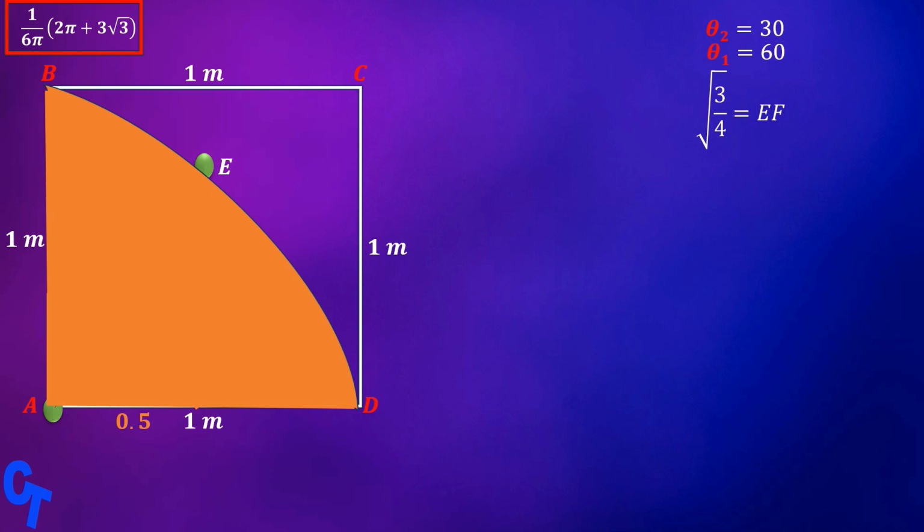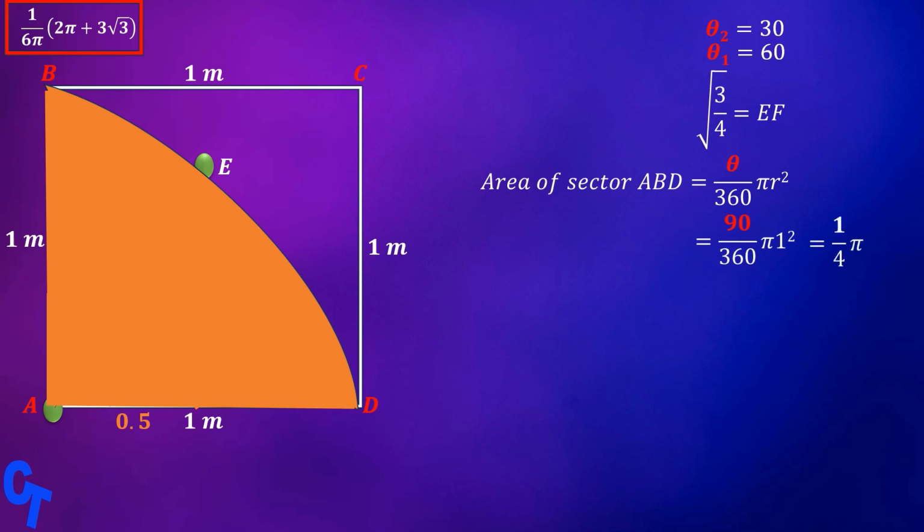Okay, so this is going to be a sector, and you know a sector is going to be theta over 360 times pi radius squared. So let's find the area of the sector ABD. The angle, we know that it's 90. For the radius, it's 1. And we're going to leave it in terms of pi, since we need our answer in terms of pi. So it's going to be 90 over 360 times pi. That is going to give us 1/4 pi.